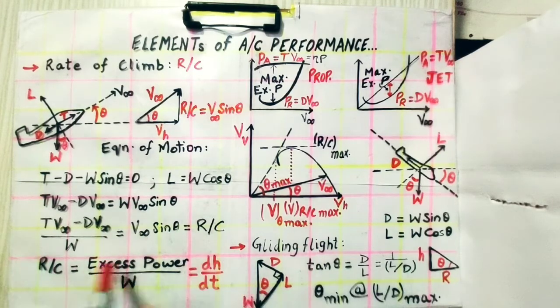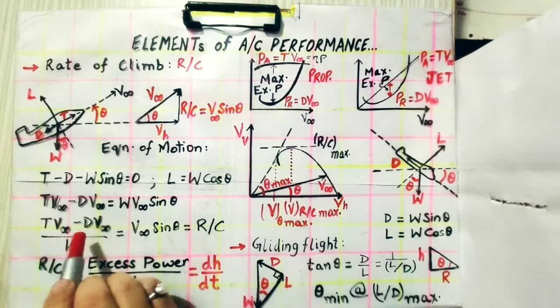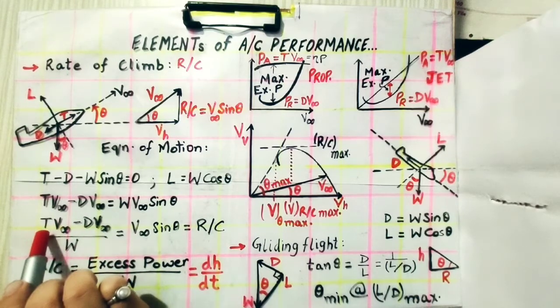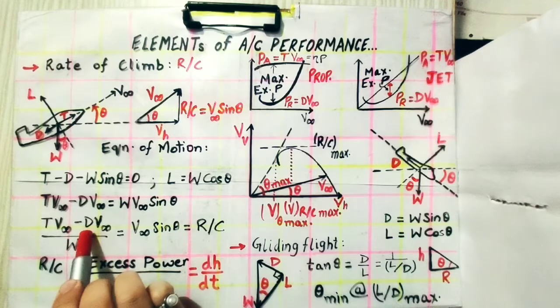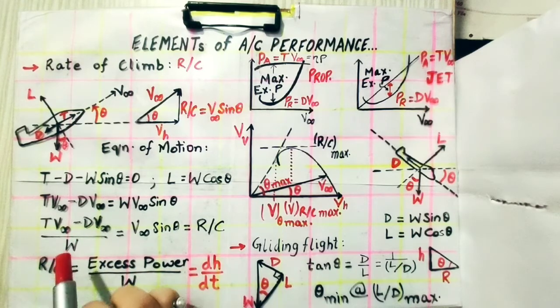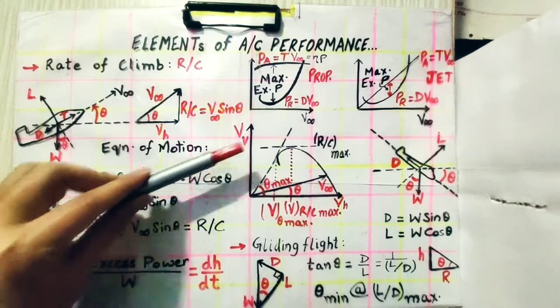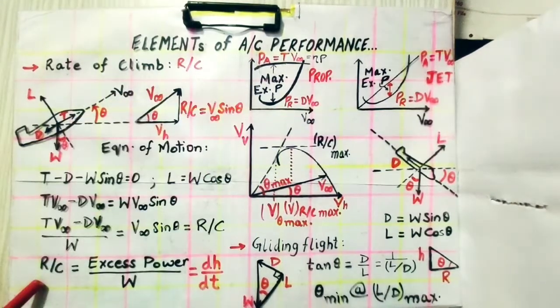If we see this equation, the rate of climb is T V infinity minus D V infinity divided by W. This tells us that the power available, which is thrust into velocity, minus the power required, which is drag into velocity, is the difference that tells us the amount of excess power which an aircraft has to climb upwards. So rate of climb is actually the excess power divided by W.